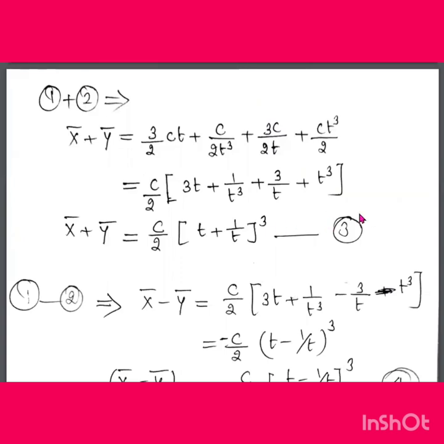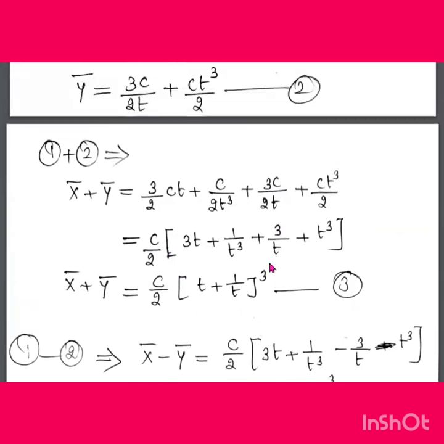In this, it seems like the A plus B whole cube formula. So therefore, X bar plus Y bar is equal to C by 2, T plus 1 by T whole cube. Take this equation number 3. 1 plus 2, pair adding, you will get this one.